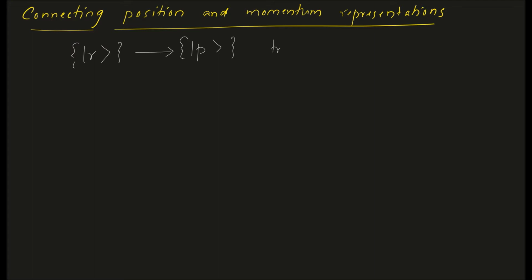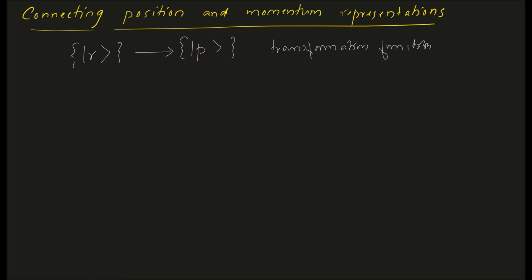We need a transformation function. So this is what we require to connect these two things. Now to find the expression for the transformation function, let's establish a connection between the position and momentum representation of the same state vector psi.